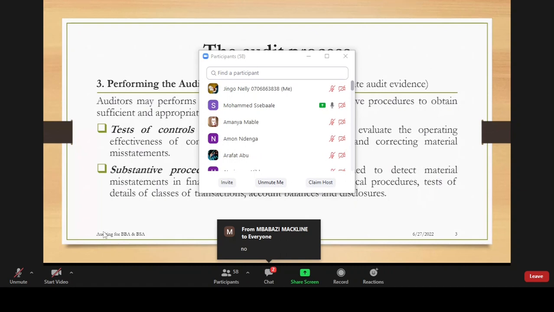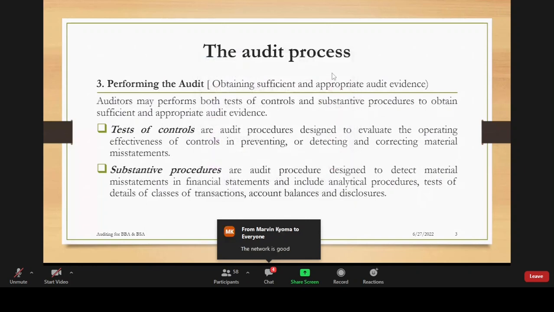Okay, so I was talking about when you're performing an audit, we do what we call tests of controls. You test the internal controls to see whether they are effective enough to prevent, detect, and correct any material misstatement. Let me give you an example of bank reconciliation. Bank reconciliation is an internal control in respect to cash at bank. Now its effectiveness will be how often a bank reconciliation is done.